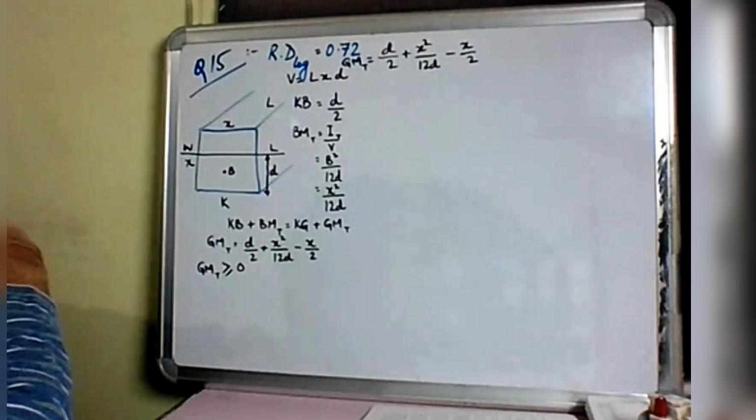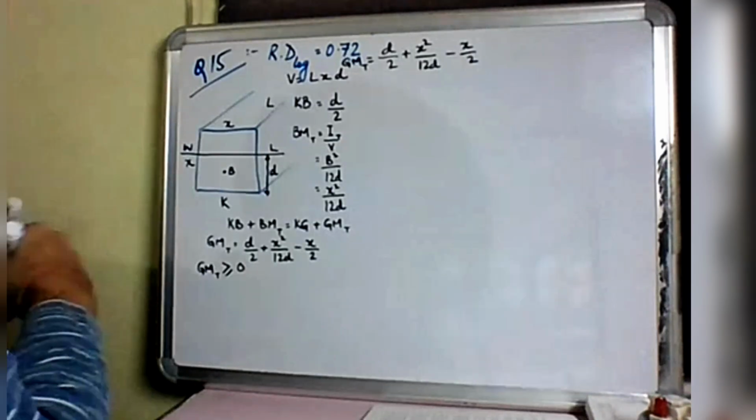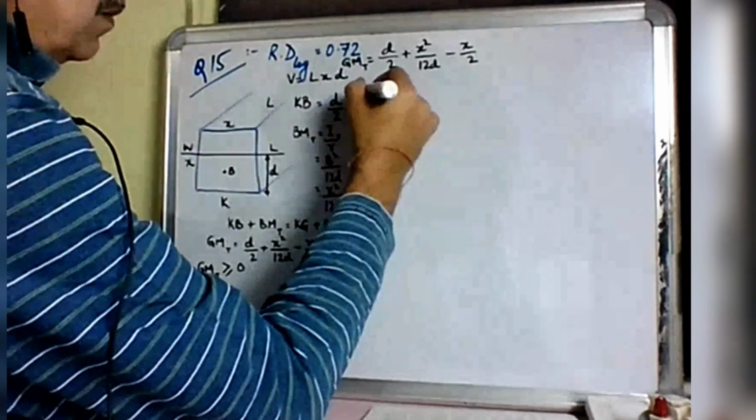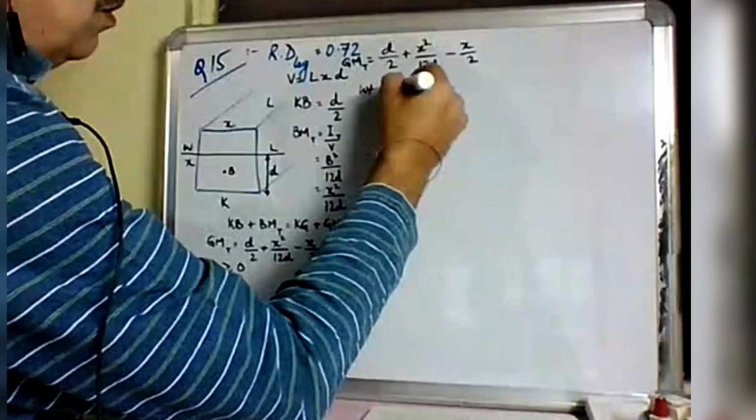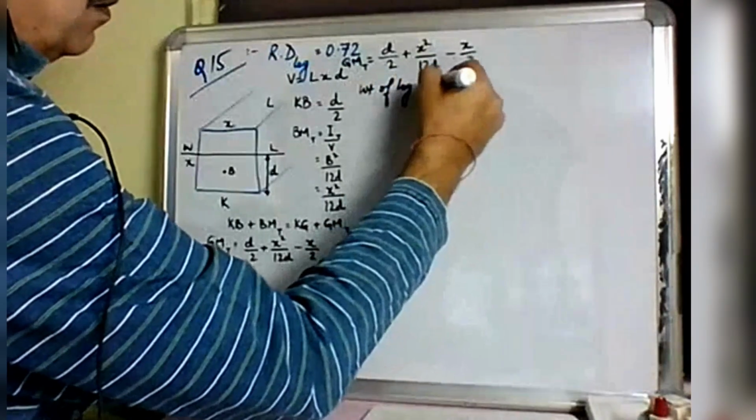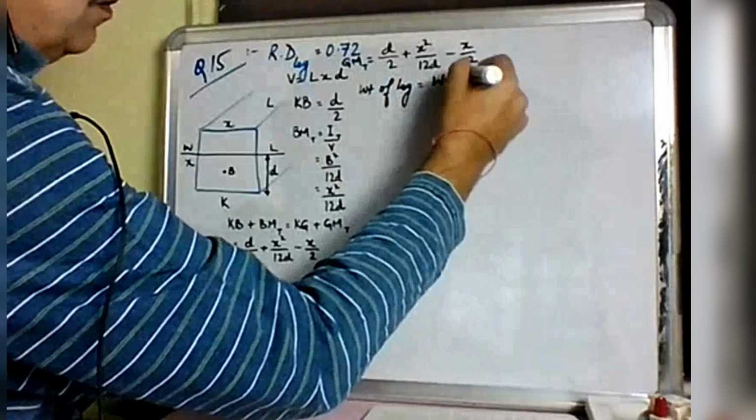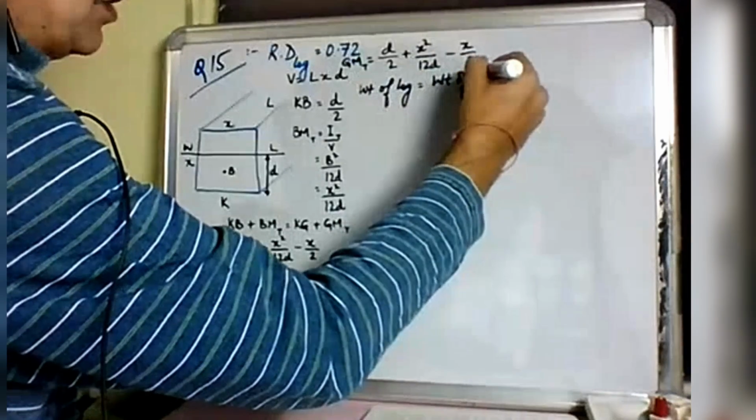So I have to make one more equation. So one more equation is: weight of the log is equal to the weight of water displaced by it.